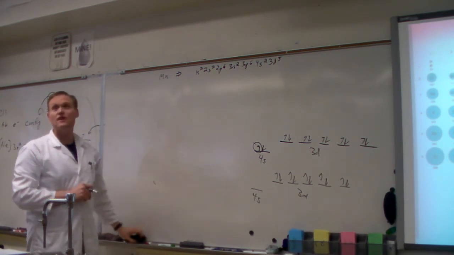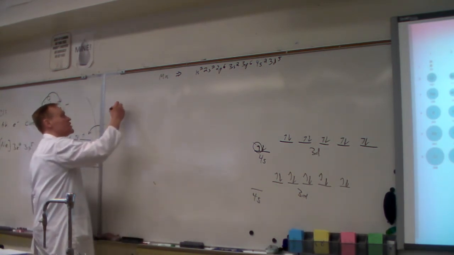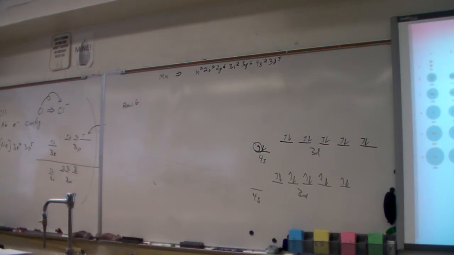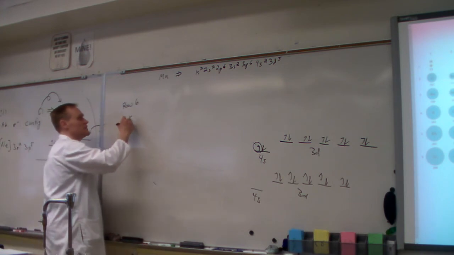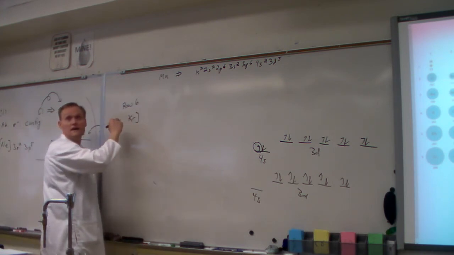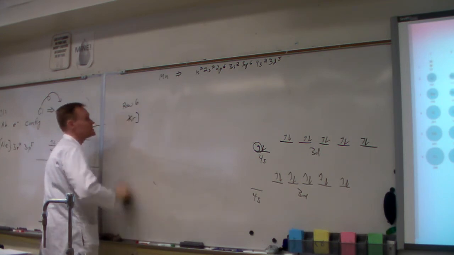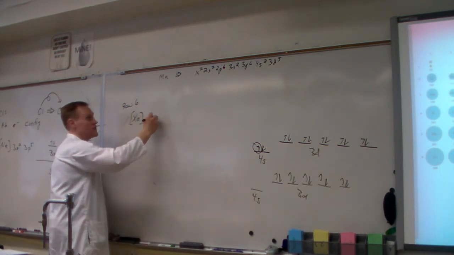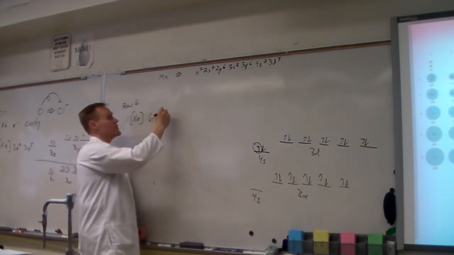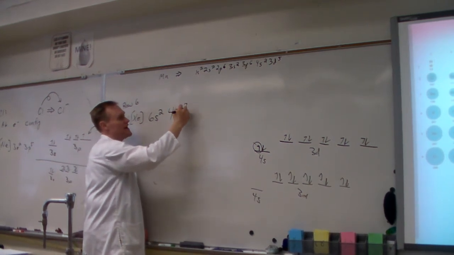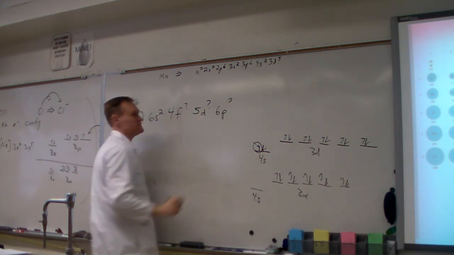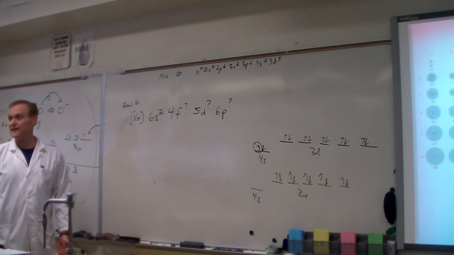So let's write out the generic configuration for all of row 6. What's the abbreviated electron configuration, generically speaking, for row 6? It would be Kr. Wait, Xe. Xe, sorry. It's all right. Xe 6s2, and then what? 4f, and I'm going to put a question mark, 5d question mark, 6p question mark, since we don't know which element we're stopping at the moment.